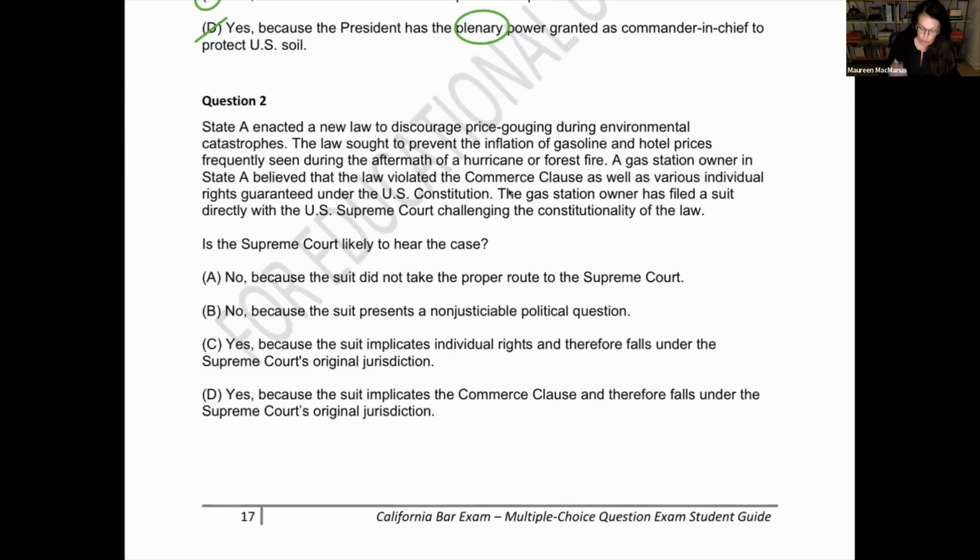All right, is the Supreme Court likely to hear the case is question 2. To me, this is getting at your preliminary issues: standing, ripeness, mootness, 11th Amendment. It says here, State A enacted a new law to discourage price gouging during environmental catastrophes. The law sought to prevent the inflation of gasoline and hotel prices frequently seen during the aftermath of a hurricane or forest fire. A gas station owner in State A believed that the law violated the Commerce Clause as well as various individual rights guaranteed under the U.S. Constitution. The gas station owner has filed a suit directly with the U.S. Supreme Court challenging the constitutionality of the law.